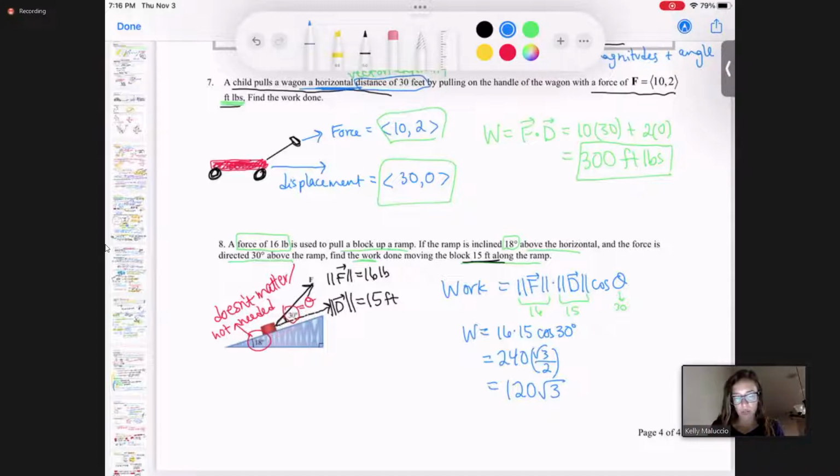And what was my work? Remember my label here, we were in feet and pounds, foot-pounds. And so this is my work for pulling, what was this, just a block? Yeah, pulling a block.